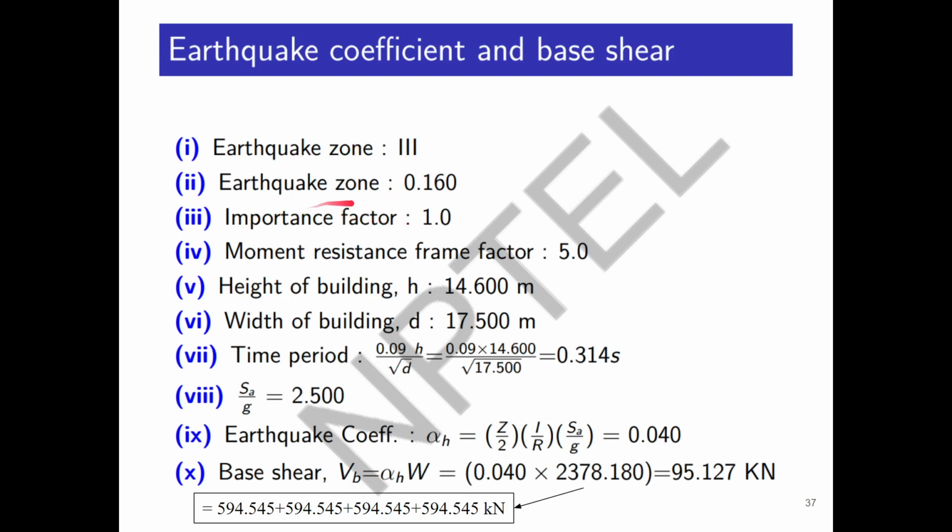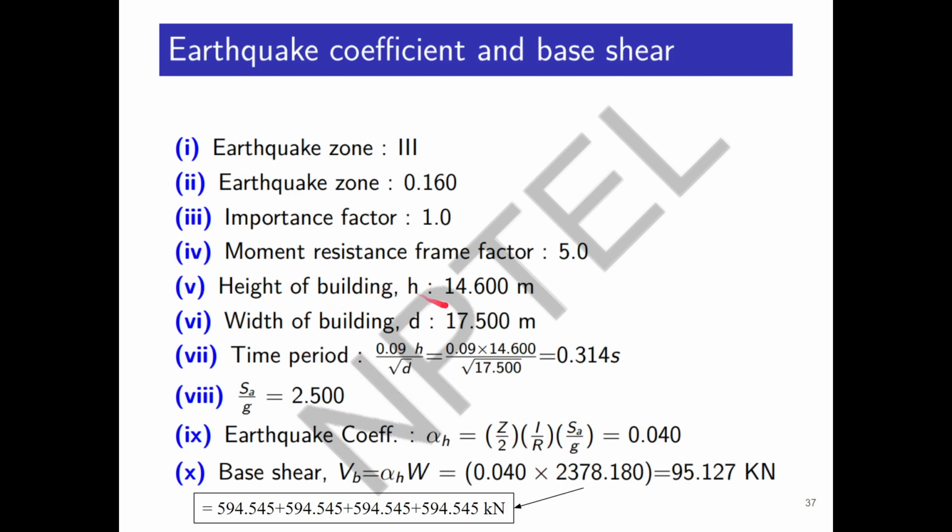And for earthquake zone 3, the zone factor Z value is equal to 0.16. Let us assume the importance factor is 1, so this I value will be 1. Moment resisting frame factor equal to 5, so this R value will be 5.